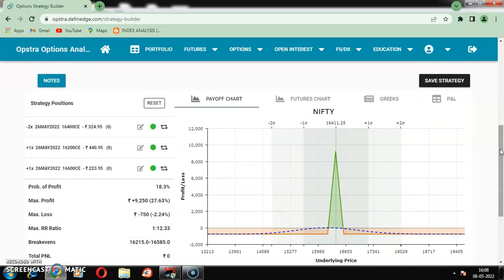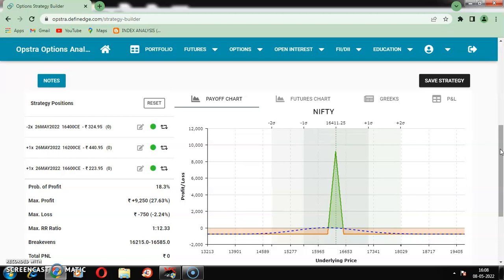So when you are not able to understand the momentum of the market, even after applying technical analysis, in that case you can apply this strategy either in index trading or any option trading. This is called a long call butterfly strategy.